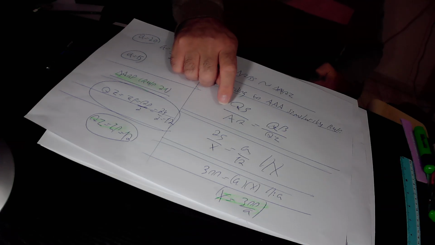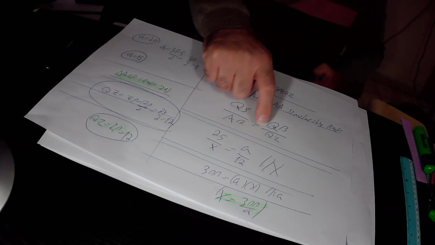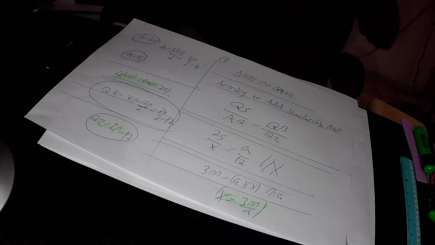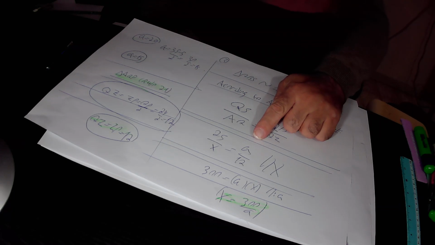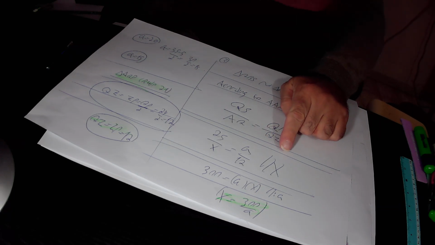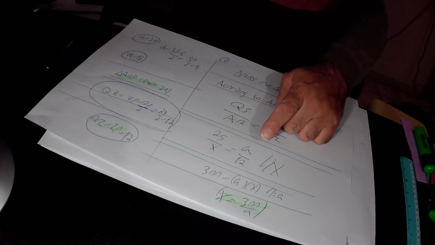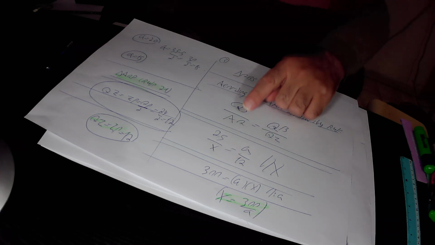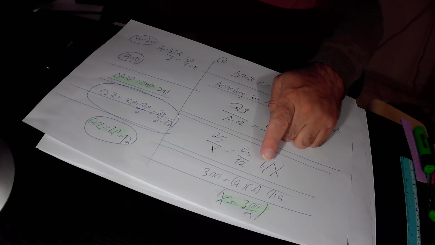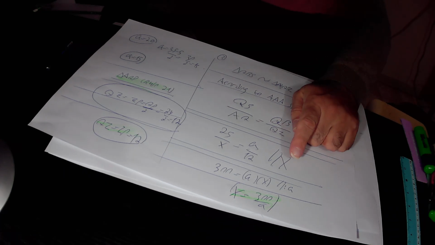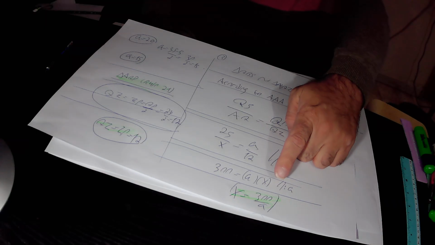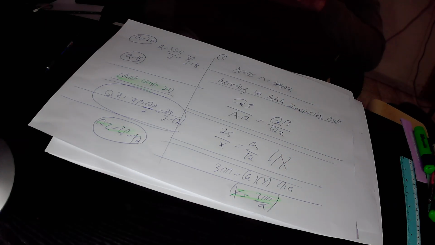QS is 25, AQ is X, QB is A, and QZ is 12. So in total, we found that 25 over X equals A over 12. Here we cross multiply this equation, and I found that 25 times 12 is 300, so 300 equals A times X. Here we divide this equation by A, and I found that X equals 300 over A units in length.